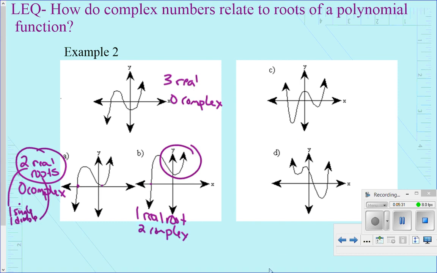Next, I just had students figure those out, so take a moment, look at those. Looks like we have 4 real roots and 0 complex. And the last one, 2 real, and from this U right there, 2 complex. And again, there's not 2 U's there. That is just connecting this U, which is crossing the x-axis, to this U, which is not crossing the x-axis. So 2 real and 2 complex.